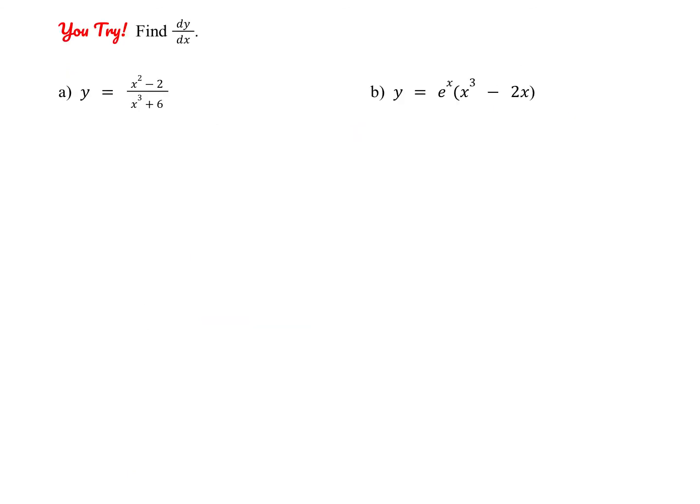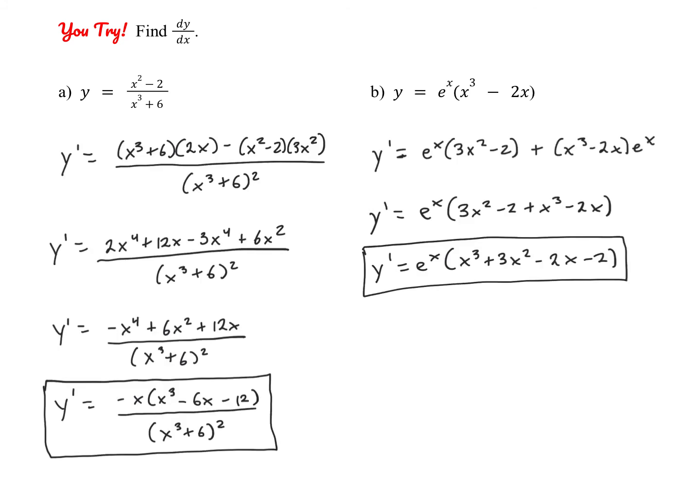All right, so I have 2 for you to try on your own. So go ahead and pause the video and give them a shot. All right, go ahead and check your work here. So you can see for part A, I used the quotient rule, and for part B, I used the product rule.